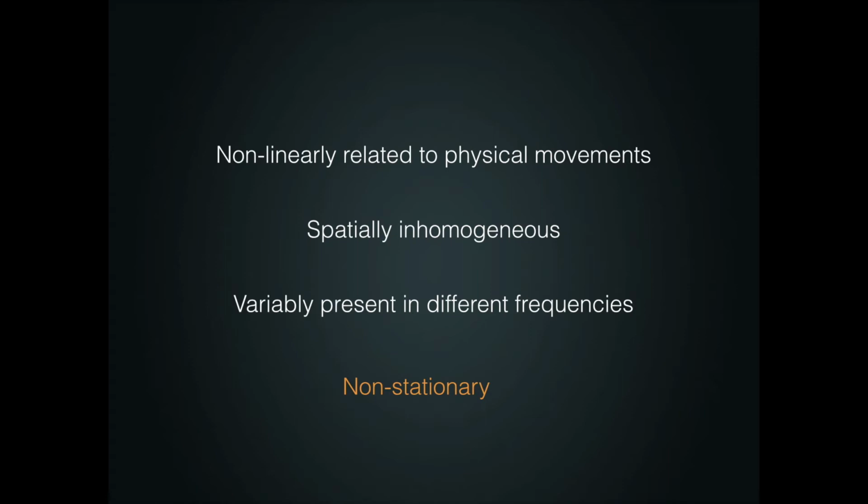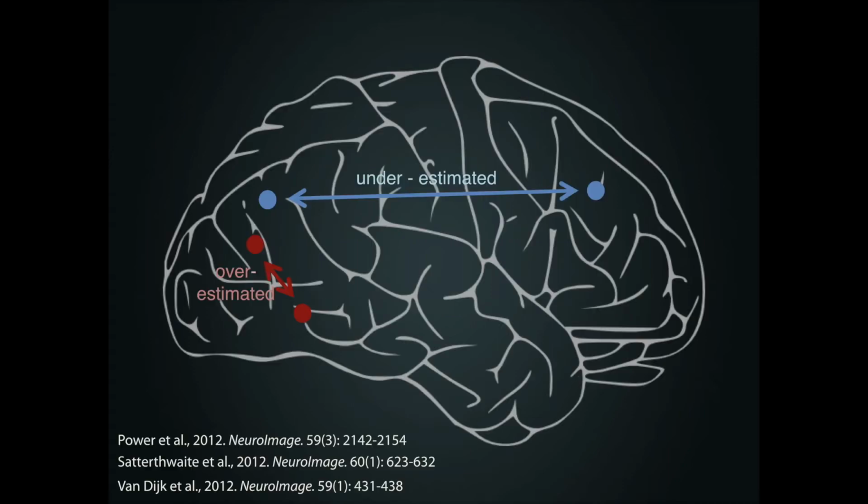The field has known about the problem of head movement since the 1990s, and a significant amount of work was done on this at the time. And the solutions that were created, which tended to revolve around linear regression of physical movement time courses from the fMRI time series themselves, were thought to be largely adequate to mitigate the effects of movement. However, as some of you may be familiar, in 2012 the head movement problem resurfaced in a significant way when 3 high-profile papers demonstrated that the methods that had been used in the field for the prior 2 decades were probably inadequate.